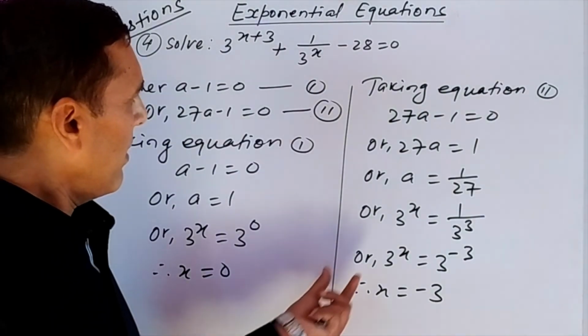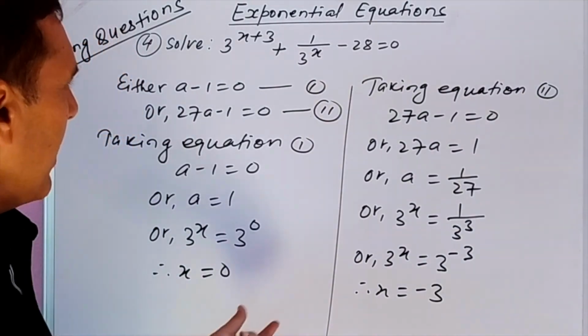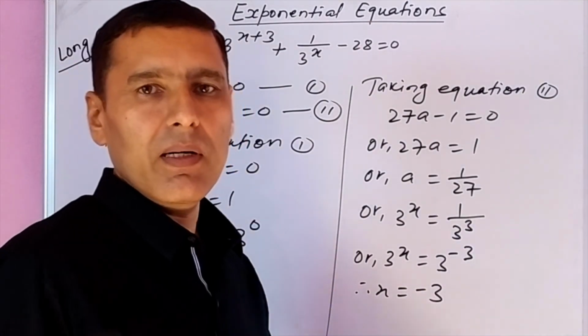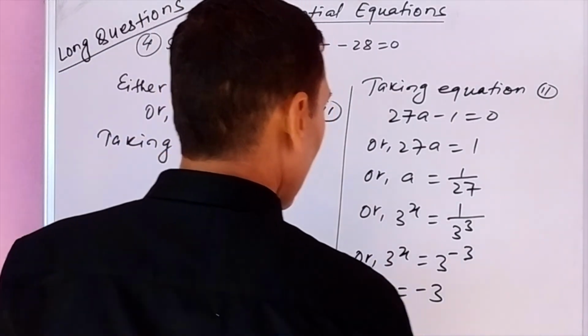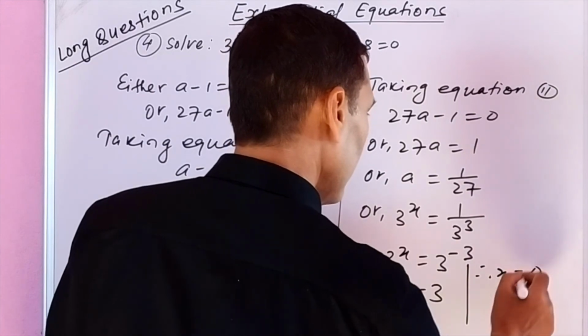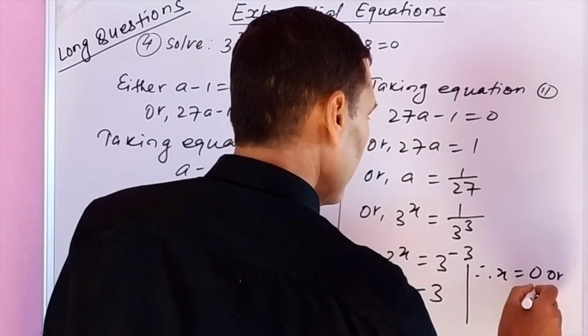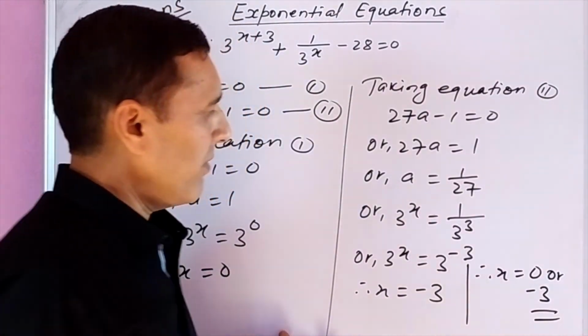So we get x is equal to 0 from the first equation, and we get x is equal to minus 3 from the second equation. So two values of x. Therefore x is equal to 0 or minus 3. Two values of x are 0 and minus 3.